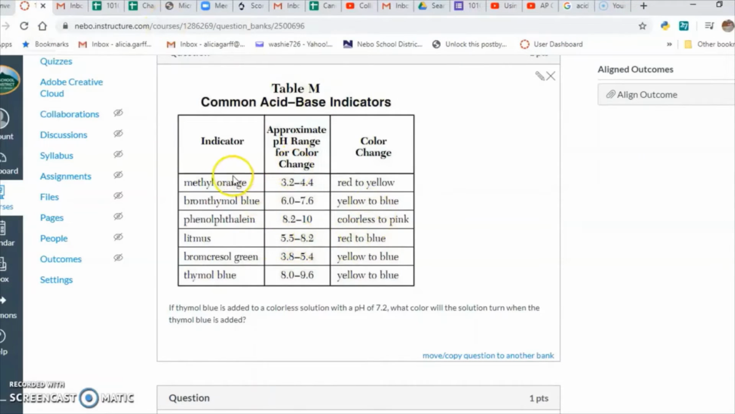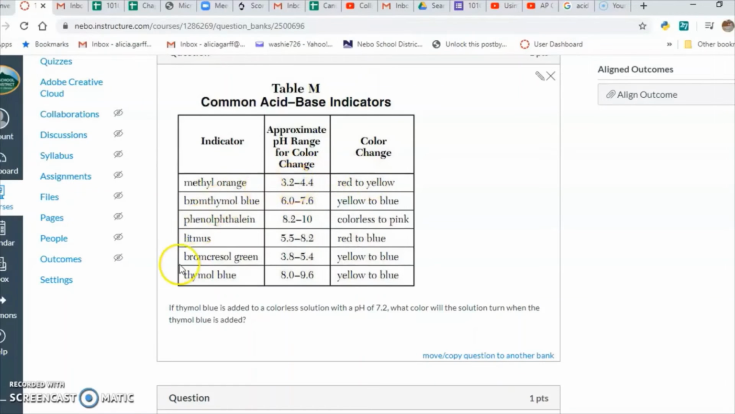You need to be able to answer questions that deal with charts like this one. This chart lists a bunch of different indicators. So methyl orange, here's bromothymol blue, here's phenolphthalein, and then it tells you what color these indicators are below this range. For example, methyl orange is red when it's below 3.2, and then it's yellow when it's above 4.4. And between those two numbers, it's going to change from red to yellow. So it might be kind of orange in that range.